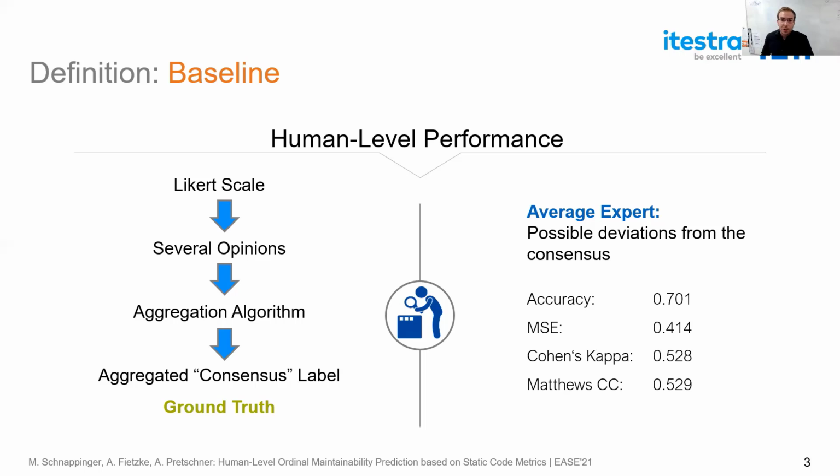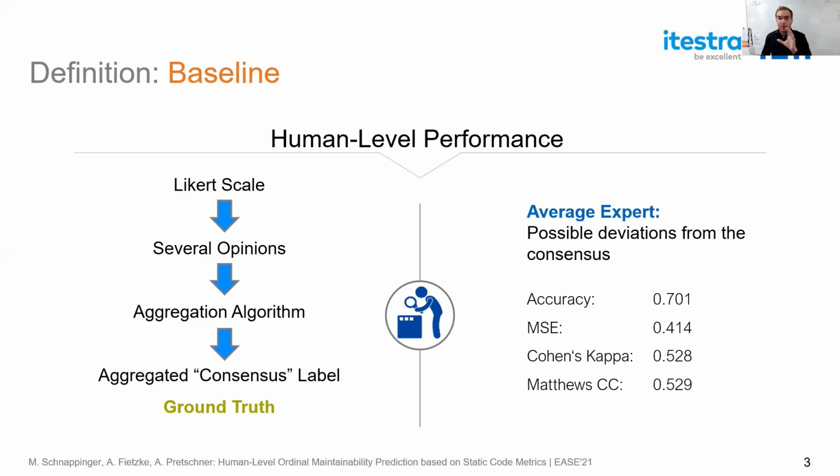Then we also compute the mean squared error to measure how severe misclassifications are. So if you are wrong, how far away are you from the actual label? And because we have an imbalanced data set, we also use metrics like Matthews correlation coefficient and Cohen's kappa. Now, since we can compute these metrics for the human experts, we can use them as a reasonable baseline to compare the performance of our machine learning classifiers with.